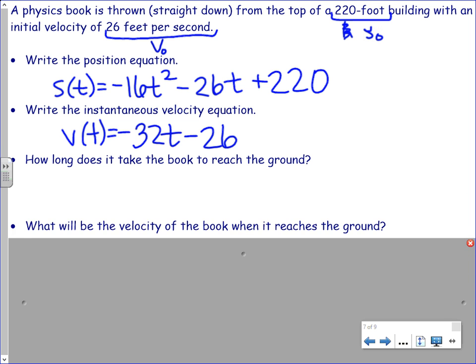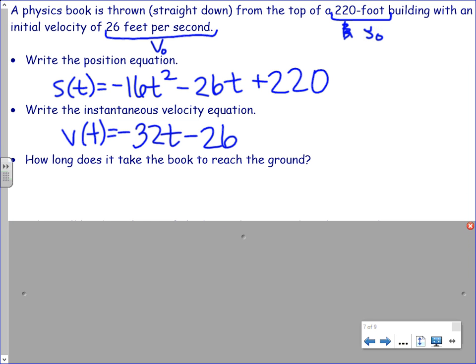All right. How long does it take the book to reach the ground? Think about it, process it. First question. What variable are we solving for? T. It says how long, we're solving for T. Which equation do we need to look at, position or velocity? Position, and specifically we're looking for when position is what?